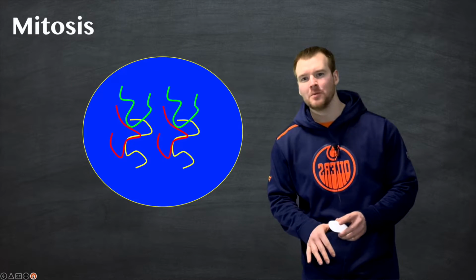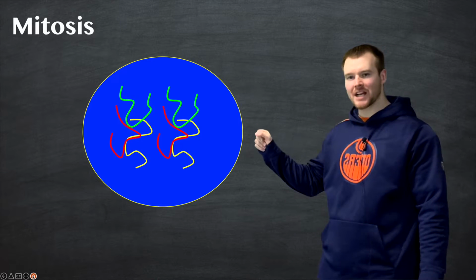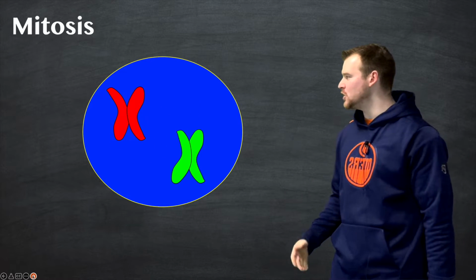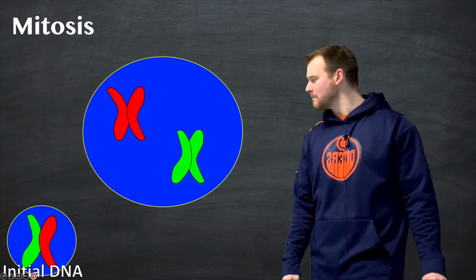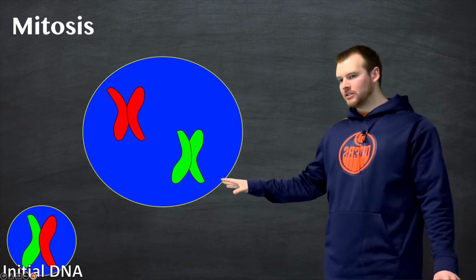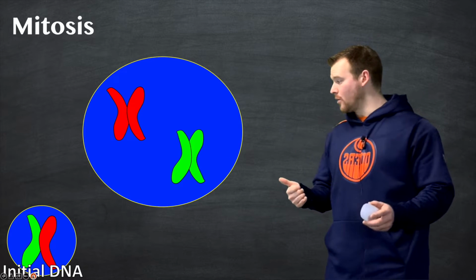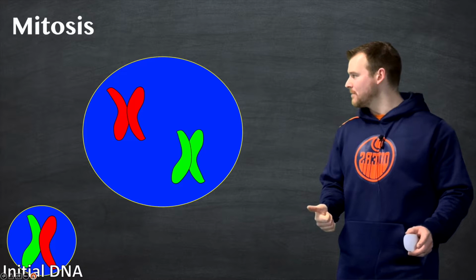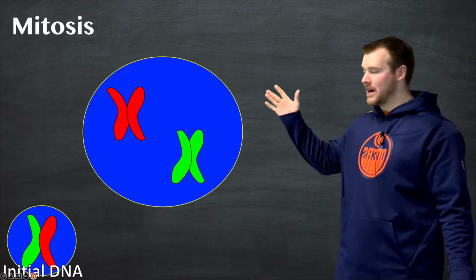Okay, so now that it's duplicated, we will start the mitosis process. And the first part is to organize, or condense, these into chromosomes like we've been showing in the previous diagrams. Okay, so just to show, the initial state of this cell is over there. The initial DNA I'm going to show with one green and one red. And so you can see here we've duplicated that. We now have two reds and two greens.